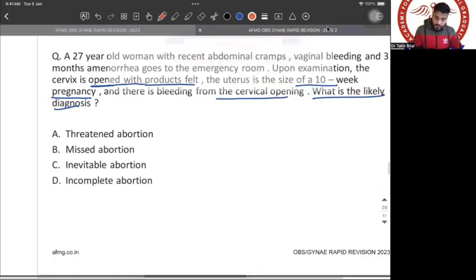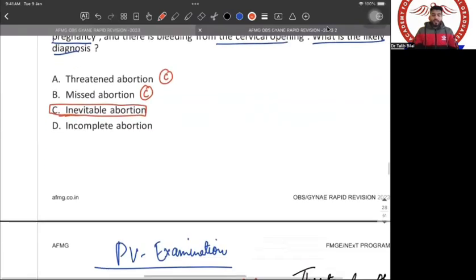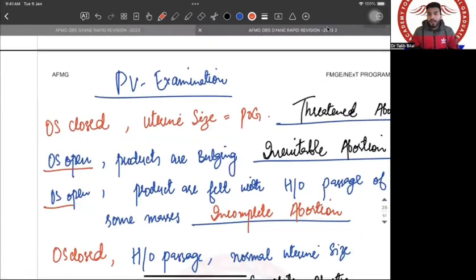So here, the cervix is open, guys. So it can be either inevitable or incomplete, because in the case of threatened and missed abortion, we have a closed cervical os. Products are felt with a uterine size of a 10-week pregnancy. So guys, this is an inevitable abortion. The patient is not giving any history of passage of masses, so the diagnosis is inevitable abortion. And on PV examination, products are felt, or hanging, or bulging.